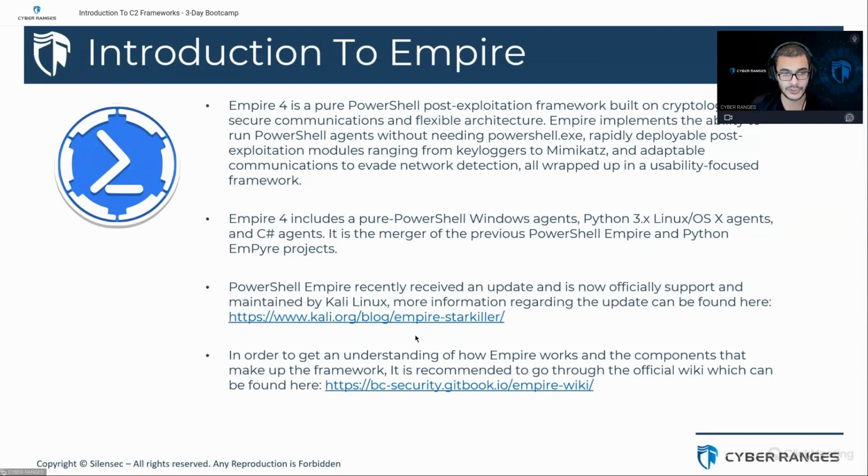inline or in-memory execution. So with regards to its platform support for its implants or its stages, if you will, Empire 4 includes pure PowerShell Windows agents, Python 3 and newer releases of Python 3, Linux and OS X agents, and C# agents. So you can dynamically compile your C# executables, or compile C# into a workable portable executable. And of course, I mentioned this, it is the merger of the previous PowerShell Empire and Python Empire projects.